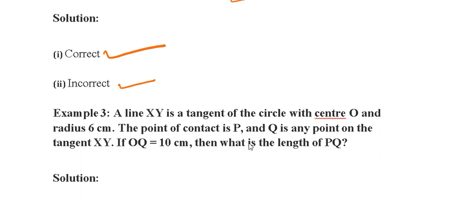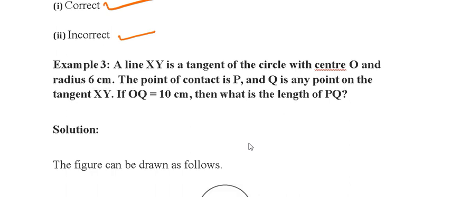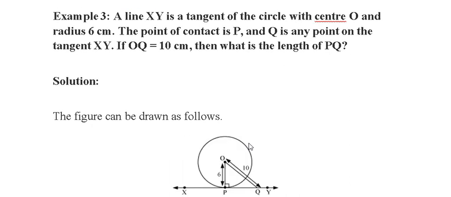Next, third example. A line XY is a tangent of the circle with center O and radius 6 cm. You see by this figure, the point of contact is P and Q is any point on the tangent XY. You can take XY here. And if OQ is equal to 10 centimeter, then what is the length of PQ? Right? The figure can be drawn like this.